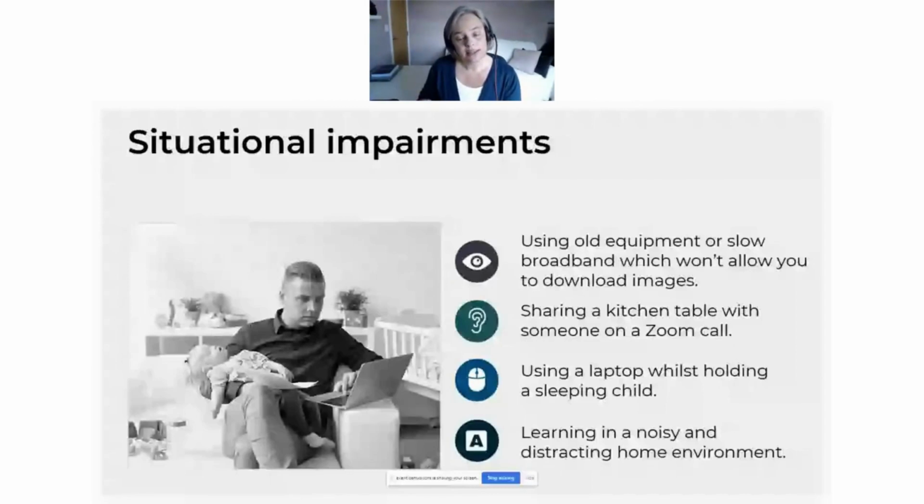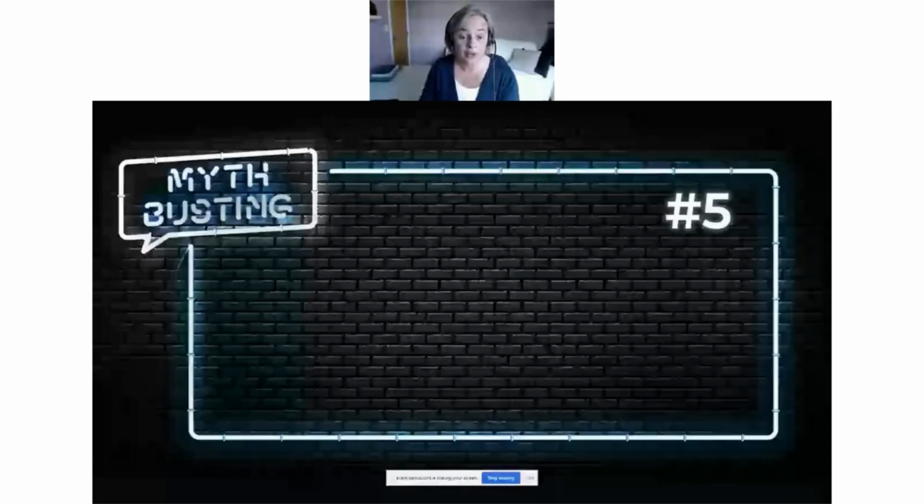So I think considering temporary and situational impairments is a really useful strategy in showing how accessibility can benefit all of our learners. And it isn't just all the time focused on people who have permanent disability. It will benefit a range of different situations and a range of different learners.